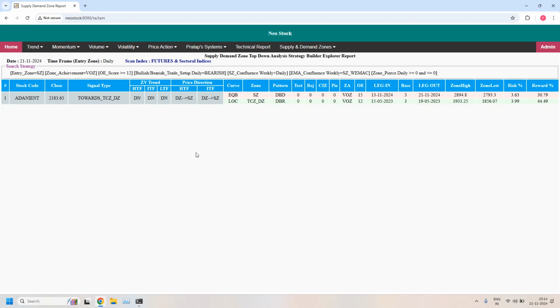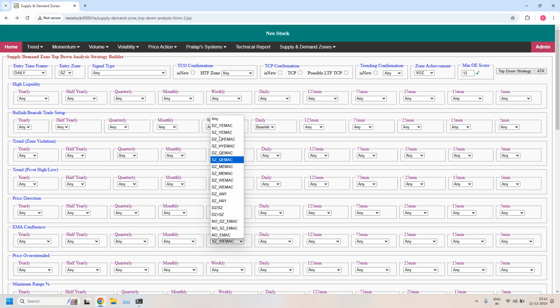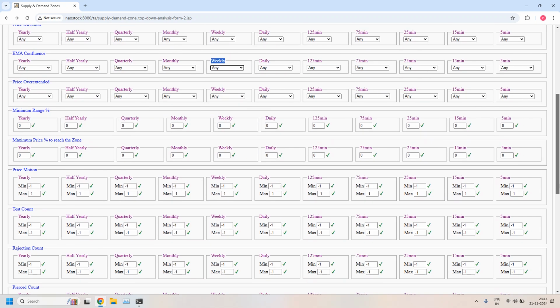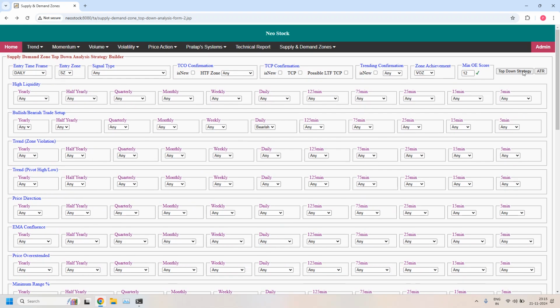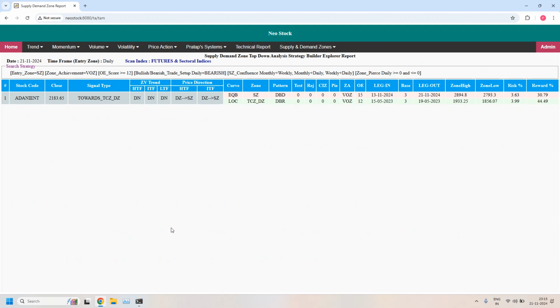And let's also verify whether this stock is having LTF, ITF, HTF confluence. Removing the EMA filter. In the supply zone confluence, 3 filters we need to set. The first filter is already enabled, daily with weekly supply zone confluence. Next filter, daily supply zone with monthly supply zone confluence. Next filter, weekly supply zone with monthly supply zone confluence. All the 3 filters are enabled. We got LTF, ITF, HTF supply zone confluence. Oh, this is also supporting even LTF, ITF, HTF supply zone confluence.